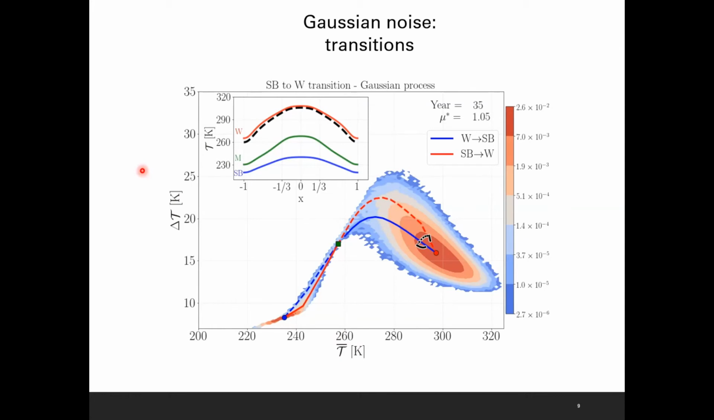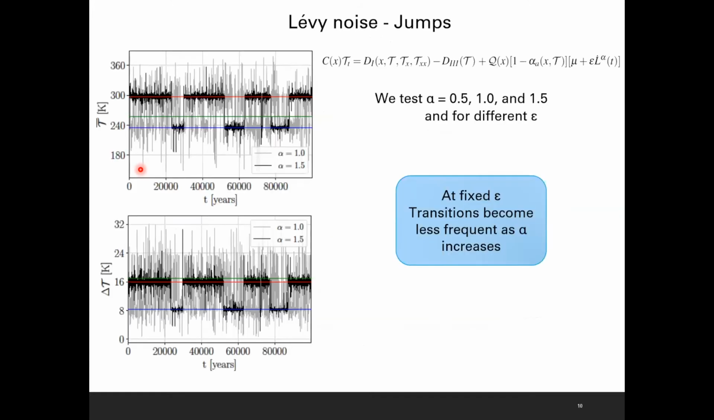So let's move now. So this is the Gaussian case. Let's move now to the differences when, instead of Gaussian perturbations, you introduce Levy perturbations to the solar constant. And again, we're going to change it once per year. So just to give you an insight of how the signals look like. Again, this is the energy balance model, formally written. It's one-dimensional in the continuum.